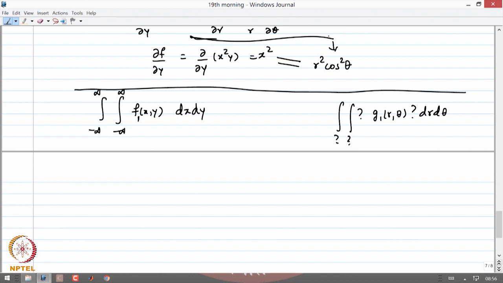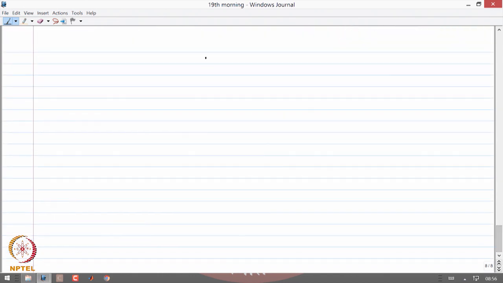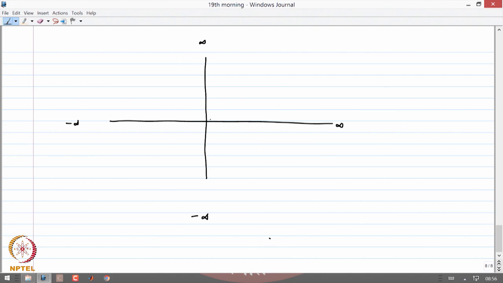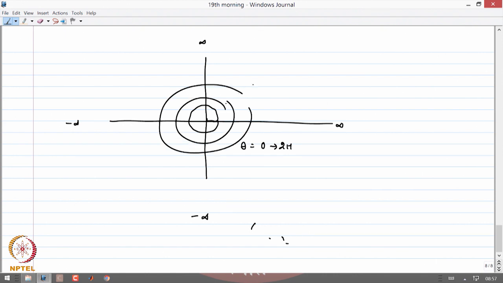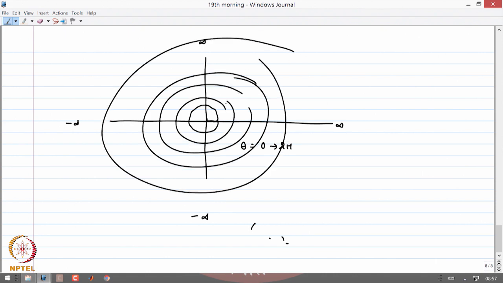Okay. It is easy to see that, because when you are integrating over x and y from minus infinity to plus infinity, you are integrating over the entire plane, and the same integration can be carried out by integrating over all angles theta from 0 to 2 pi, and then integrating from r equal to 0 to infinity, because then you have concentric circles.